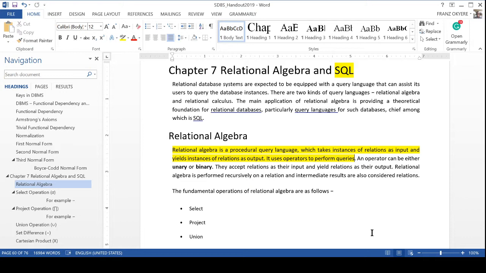All right. So we can actually group the operators into two. We can have the unary or the binary operators. Binary is two, unary is one. So we can have operators that work on two things, and you can have one that works on one. And we say that they accept relations as their inputs and yield relations as their output.